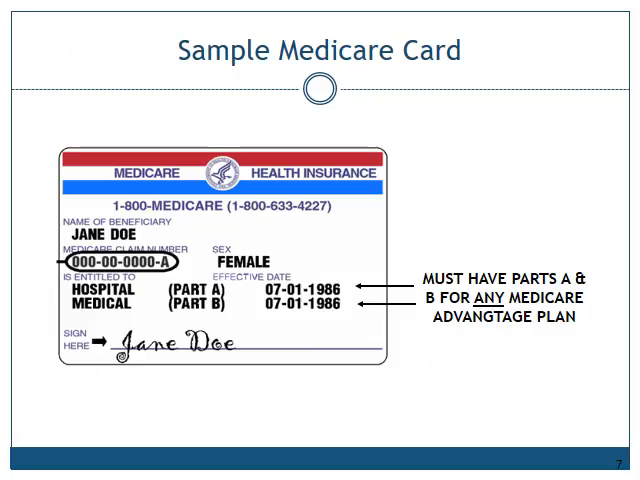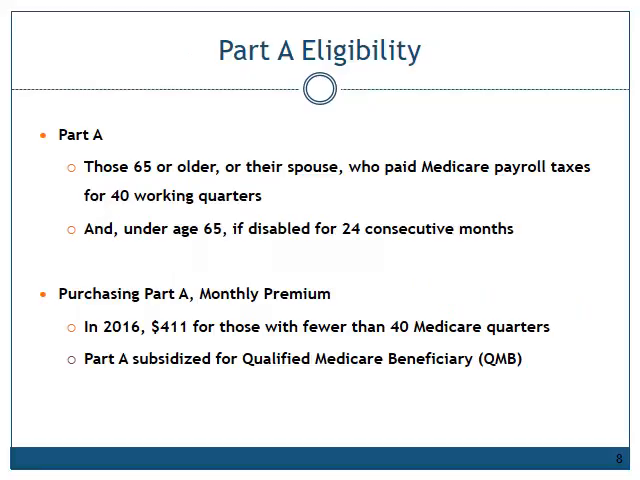Here's a look at a sample Medicare card. You must have Parts A and B to qualify for any Medicare Advantage plan. Part A eligibility. Those 65 or older, or their spouse, who paid Medicare payroll taxes for 40 working quarters, and those under age 65 if disabled for 24 consecutive months.